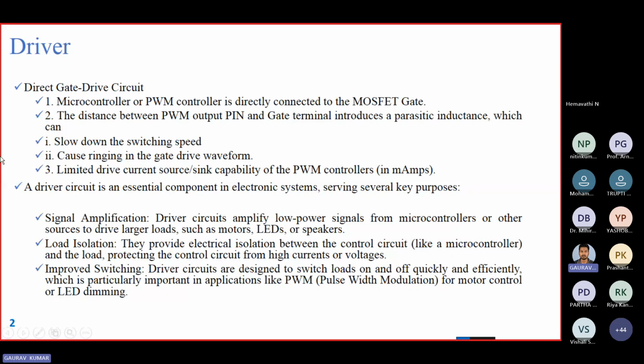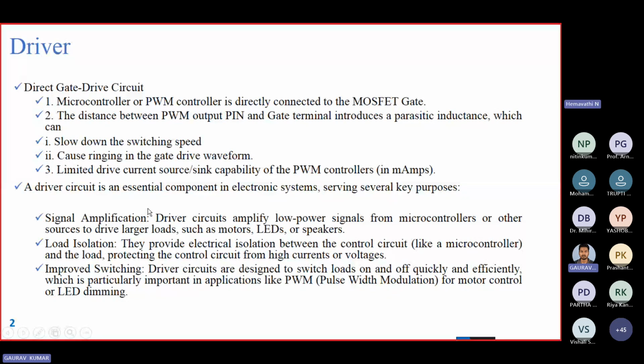Also, the microcontroller and Arduino board have limited drive current source and sink capability, due to which the switching speed becomes very slow, and the losses in the switches become more and efficiency reduces. So that's why driver circuit is needed.